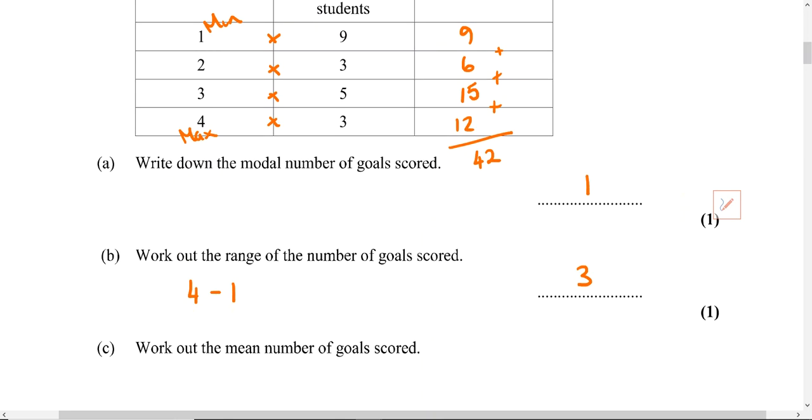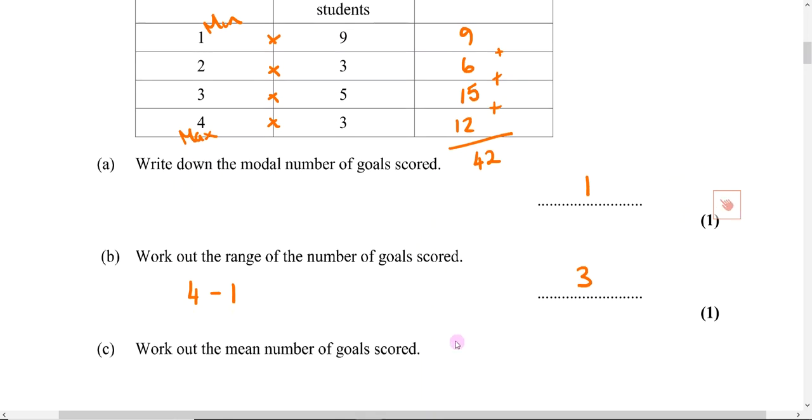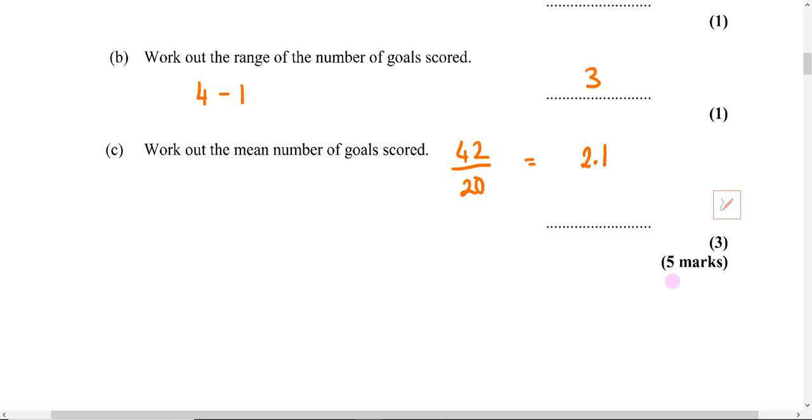So the mean would then be 42 divided by, what's the common mistake? Yeah, not divided by 4. We actually want to do 42 divided by 9, 10, 12, 20. So 42 divided by 20 is 2.1. Okay. All right.